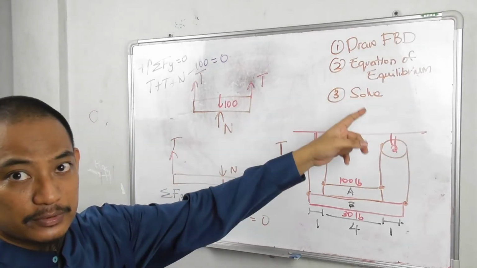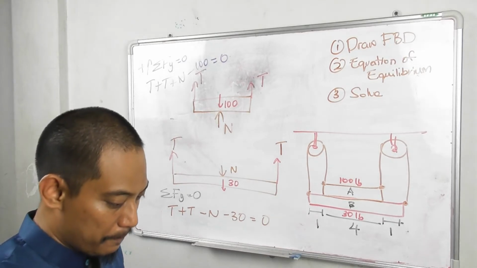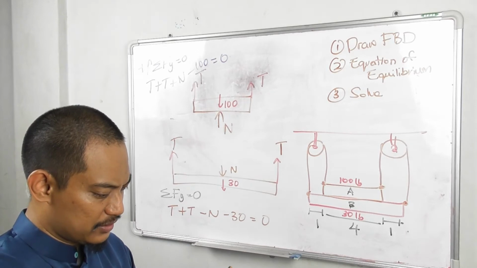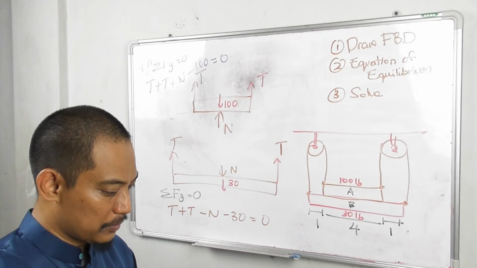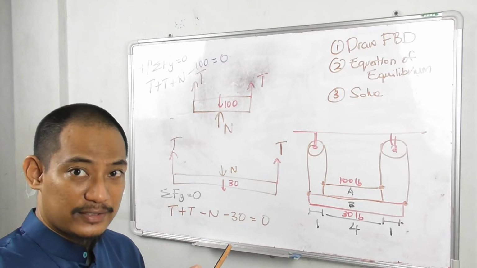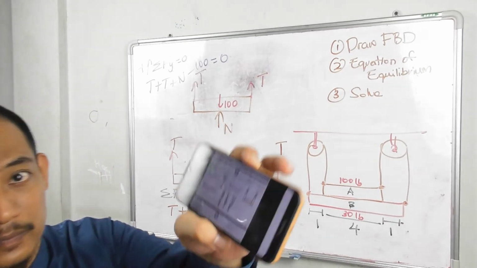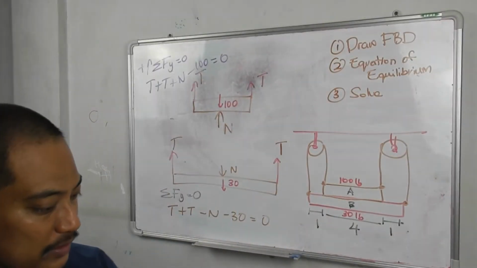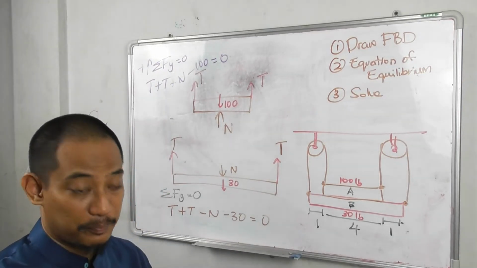All are using these steps, right? Question number 3. In each case, determine the force P required to maintain equilibrium. The block weighs 100 pounds. In this case, it is quite interesting because there are 3 different diagrams given, with pulleys, and the weight is the same. You have to find what is force P in each case.